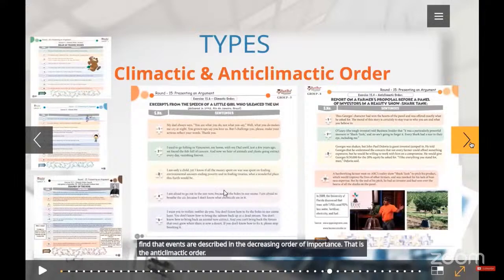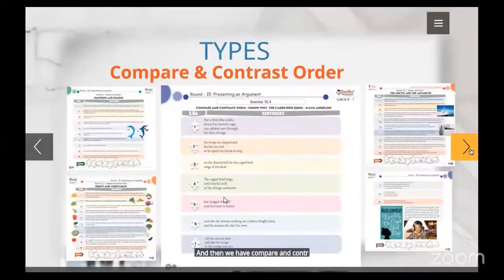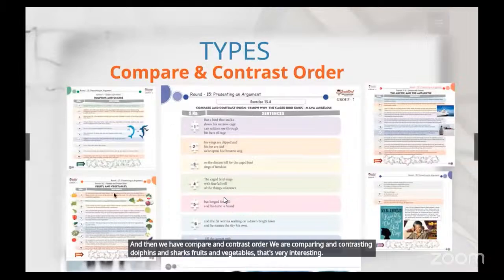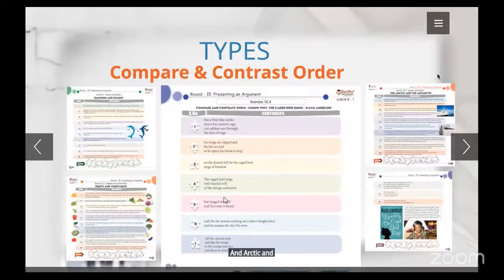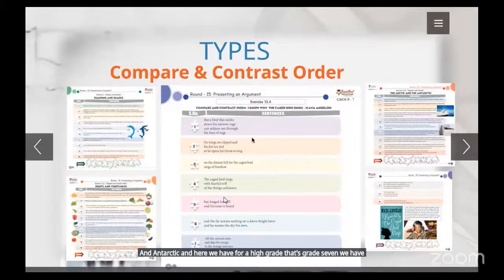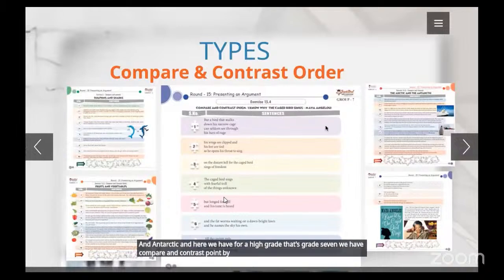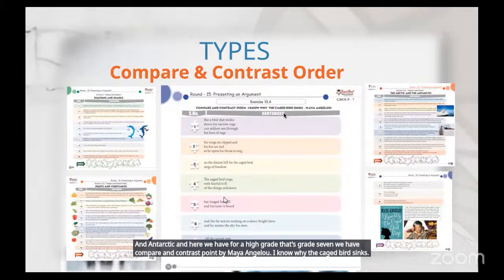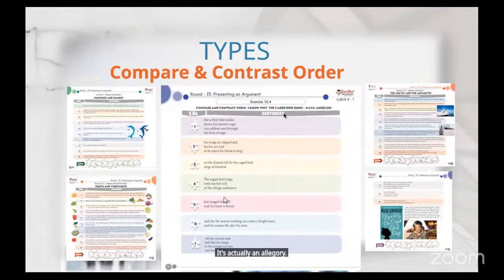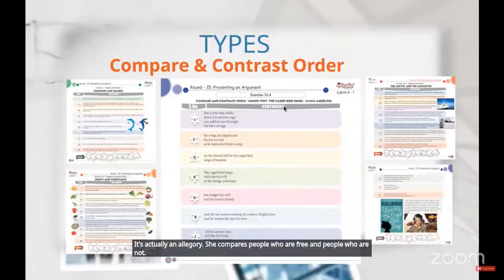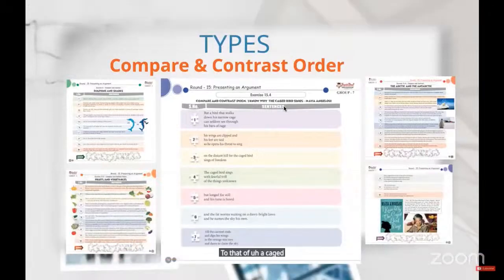And then we have compare and contrast order. We are comparing and contrasting dolphins and sharks, fruits and vegetables. That's very interesting. And Arctic and Antarctic. And here for a higher grade, grade 7, we have a compare and contrast poem by Maya Angelou, I Know Why the Caged Bird Sings. It's actually an allegory. She compares people who are free and people who are not to that of a caged bird and a free bird.